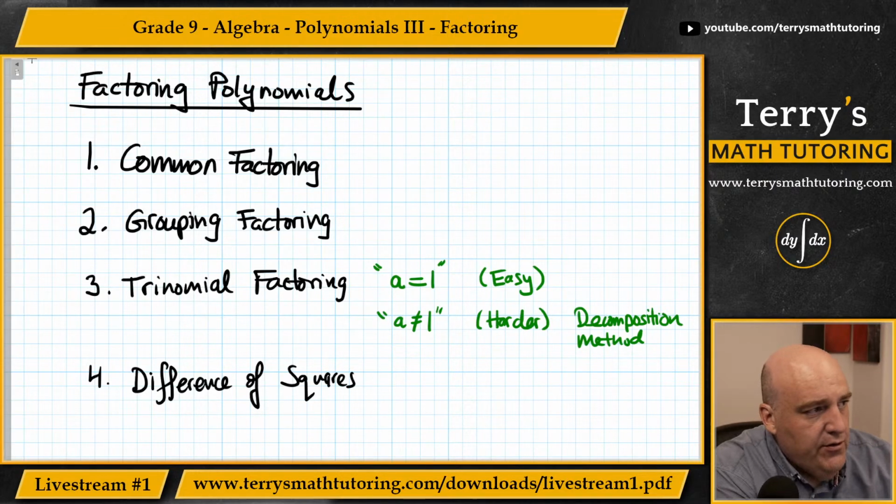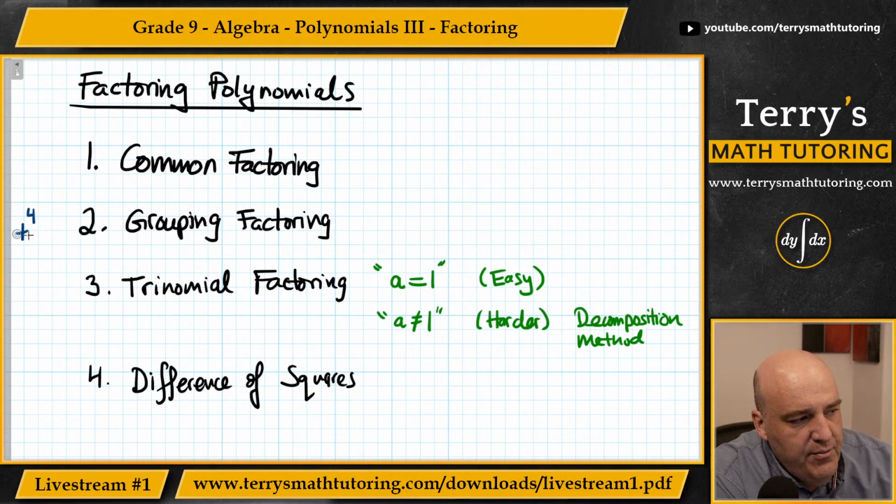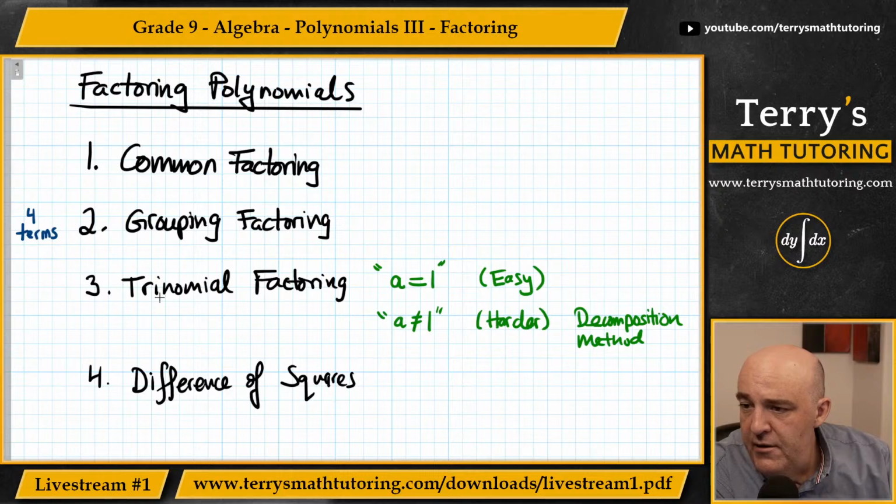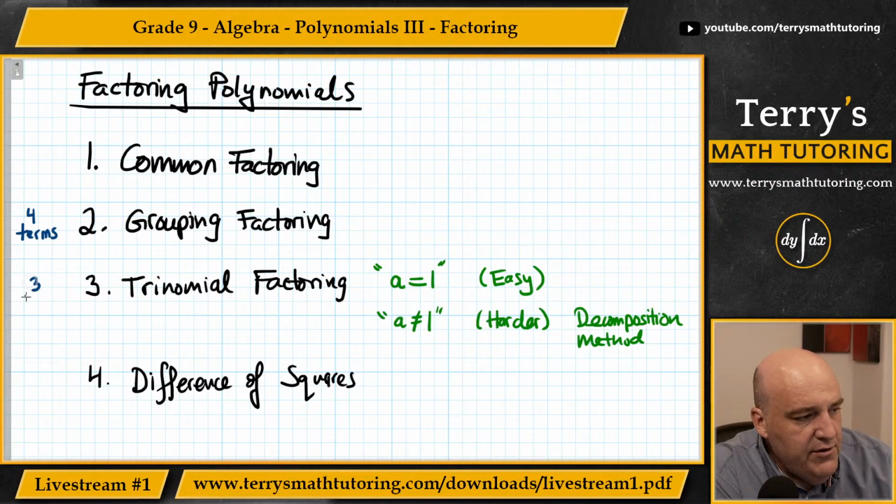So just a little comment for grouping, your polynomial is going to have 4 terms. Trinomial, the word tri, of course, means 3. So that's going to have 3 terms. Difference of squares is going to have 2 terms in it. And common factoring really could have any number of terms. It could be anything.